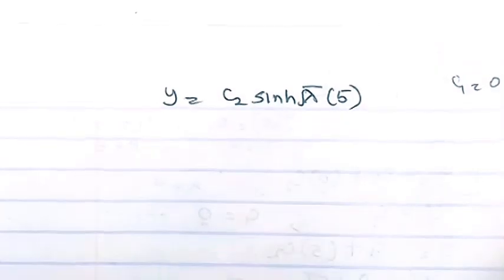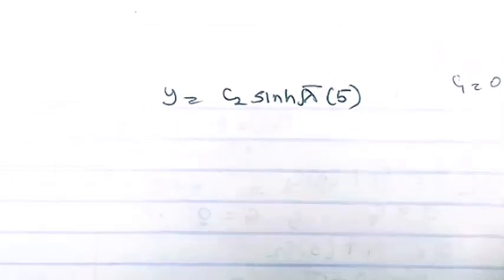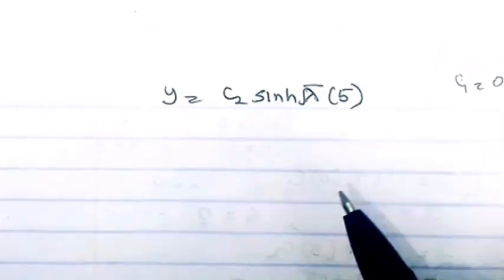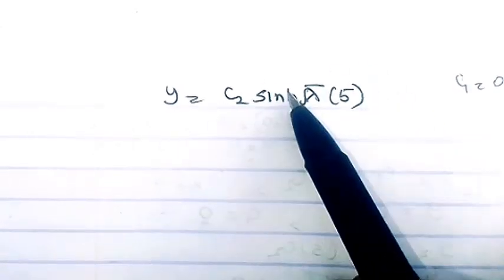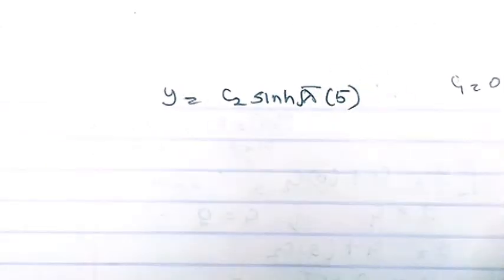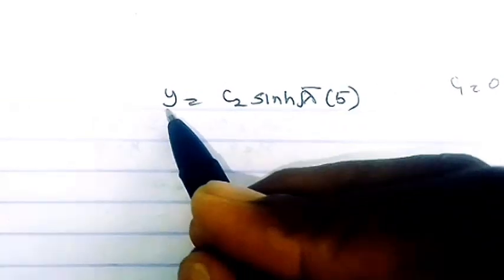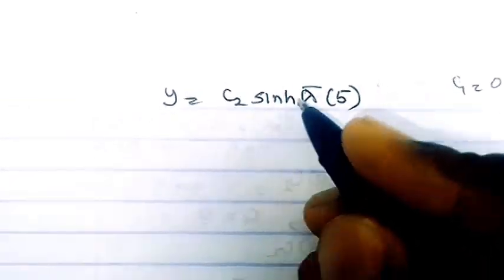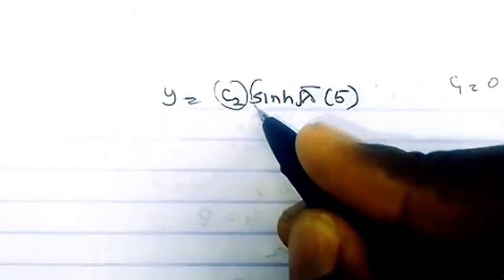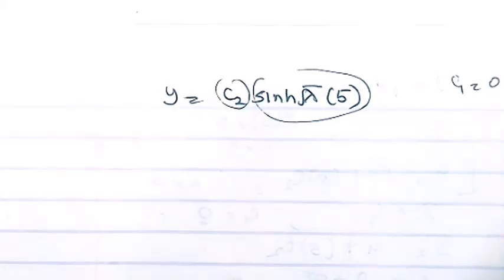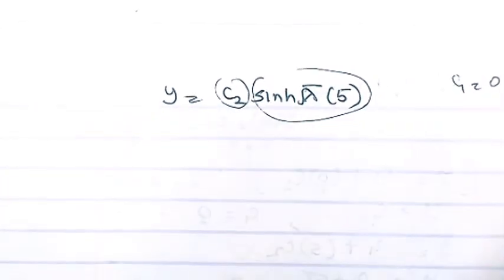Let's assume we want to get a trivial solution. Which means that c2 will be 0. But for y to be equal to 0, and remember these are multiplying each other, either c2 or this here should be 0, right? So let's assume we don't want a trivial solution. Let's assume we don't want to make c2 equal to 0. Let's assume we want to make this one equal to 0.